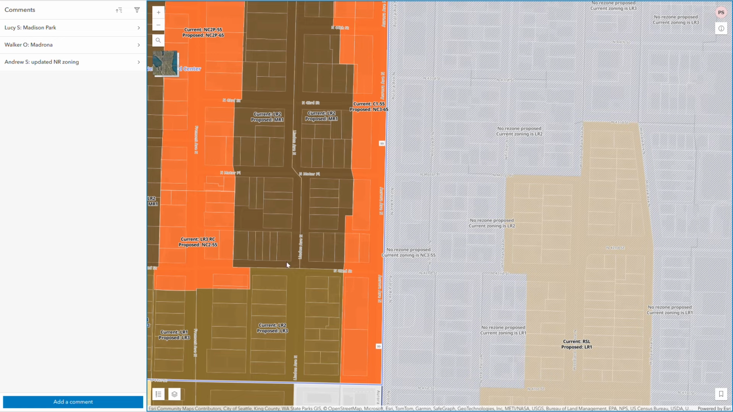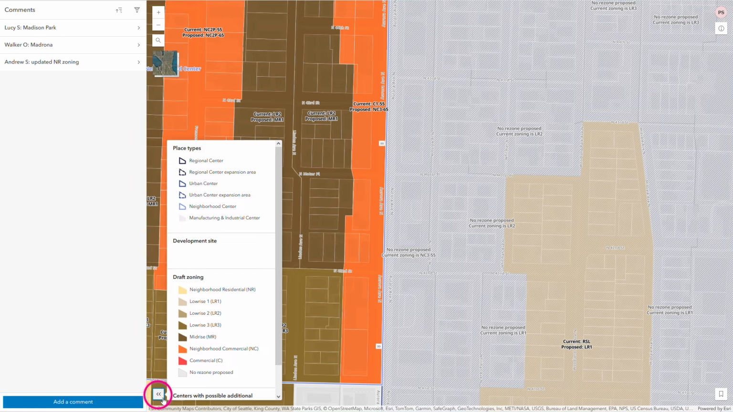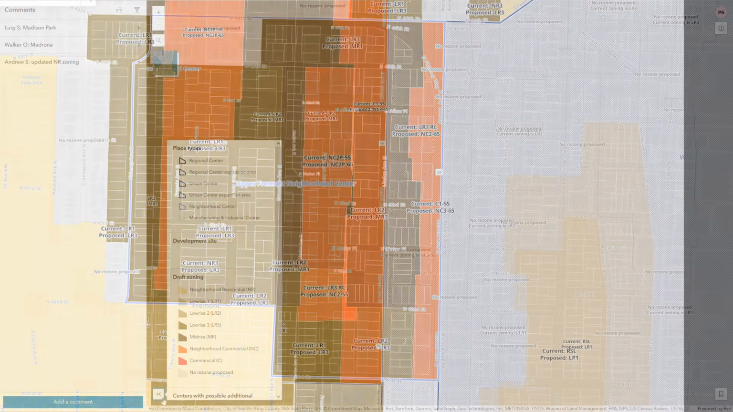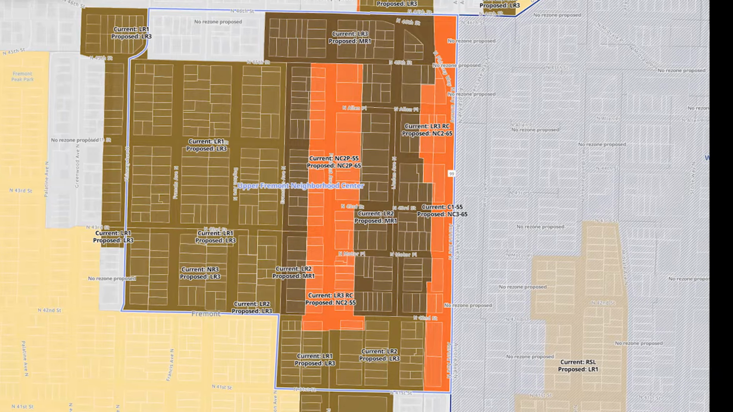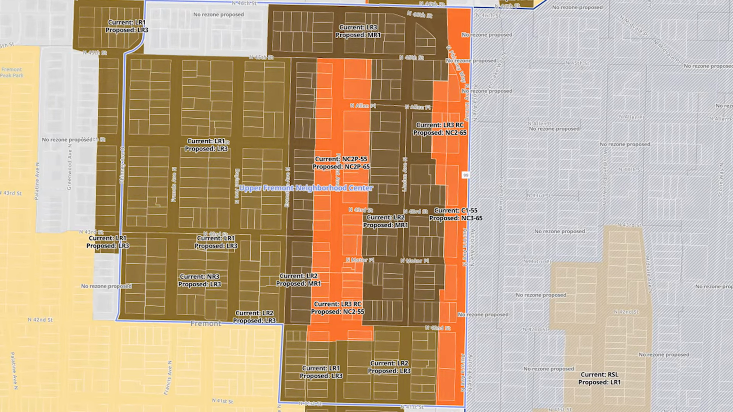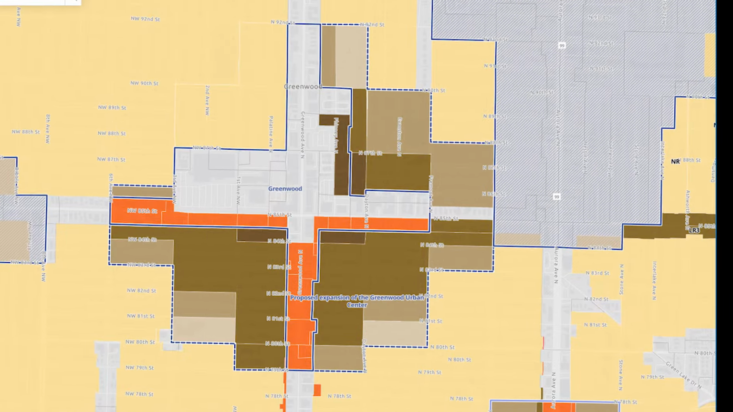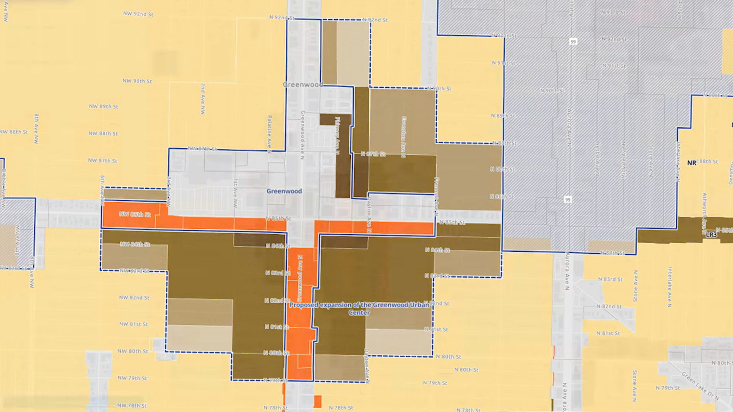The meaning of the various colors, shapes, and lines is explained in the legend, which you can open over here. The various colors represent different zones, which we'll return to shortly, and the areas outlined are regional, urban, and neighborhood centers at the heart of our growth strategy. Neighborhood centers are a new place type, outlined in lighter blue, and existing centers that we propose to expand are outlined in a dashed line.